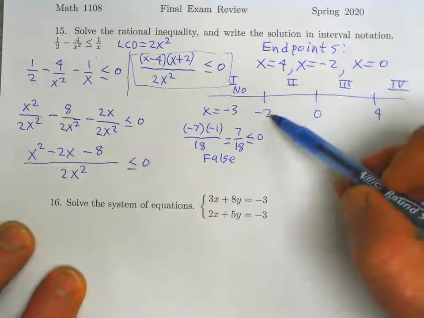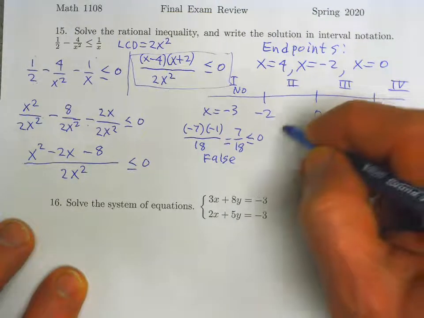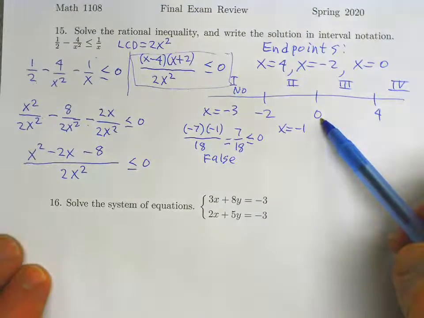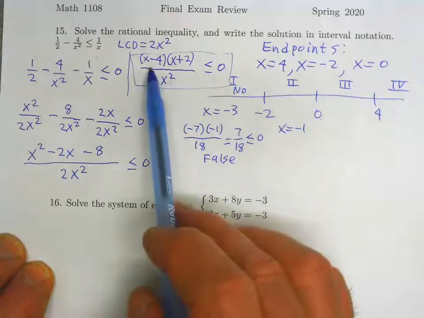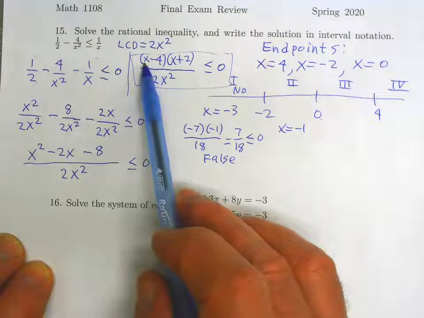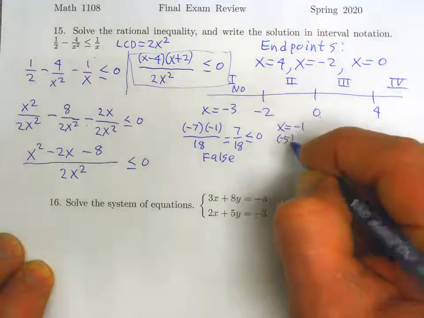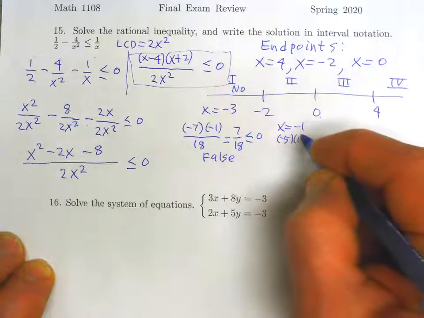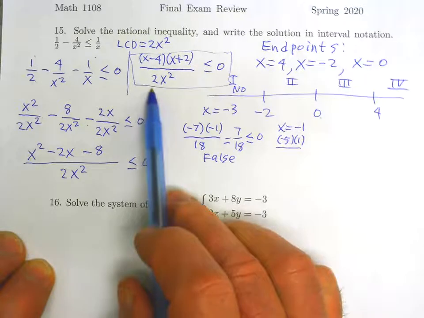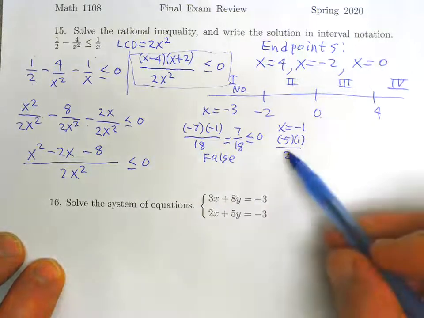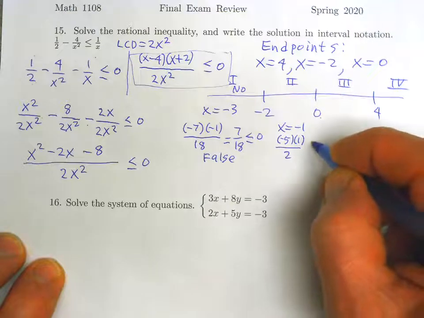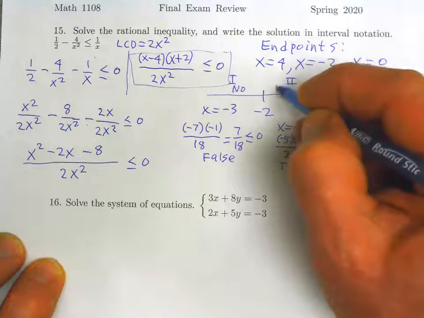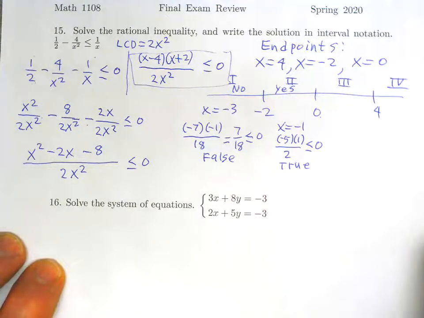In the second interval, we can pick x equals negative 1, because that's between negative 2 and 0. And then replace every x with negative 1. Negative 1 minus 4 is negative 5. Negative 1 plus 2 is positive 1. And 2 times the number negative 1 squared is 2. So this number is negative, and a number that's negative less than or equal to 0, that's true. So the numbers between negative 2 and 0 are solutions.